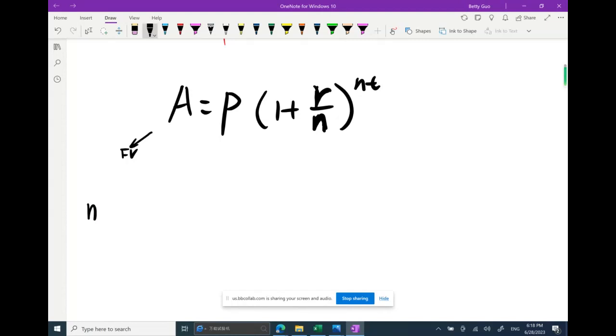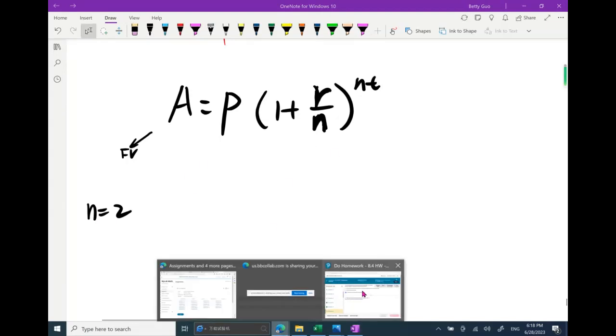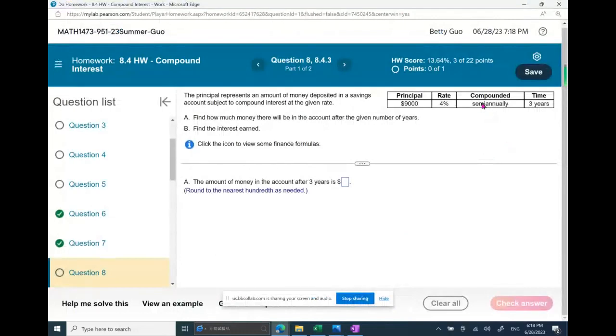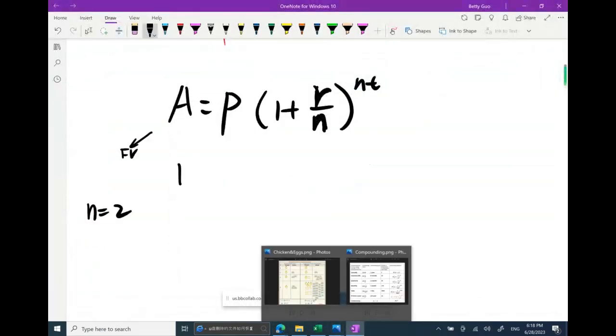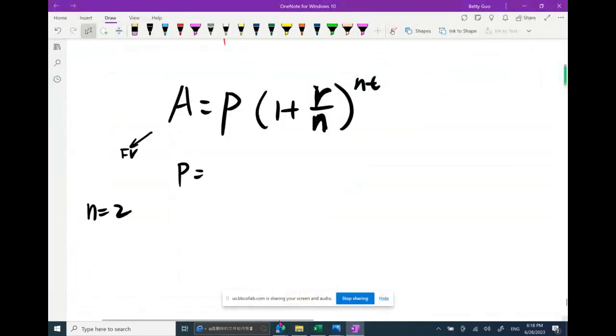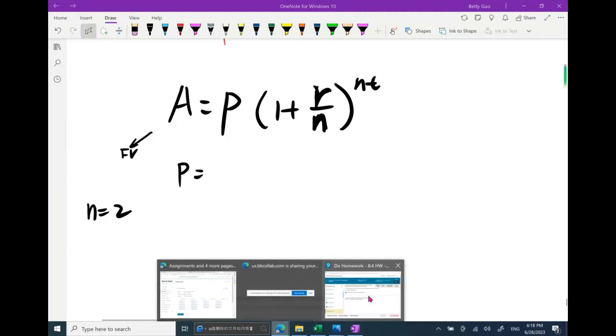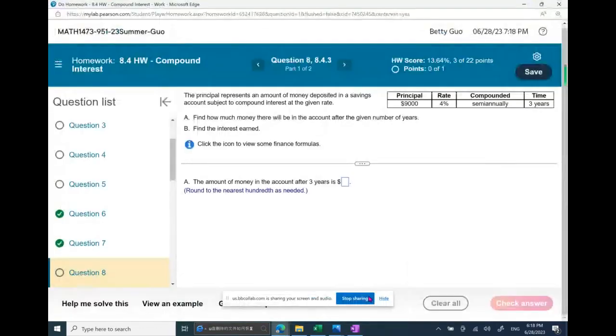In our case, n equals 2 because the interest is compounded semi-annually. You see that? Semi-annually, so your interest is compounded twice a year. So n equals 2. Very important. Okay? And your P, I need to look at the information: 9,000, 4%, 3 years.